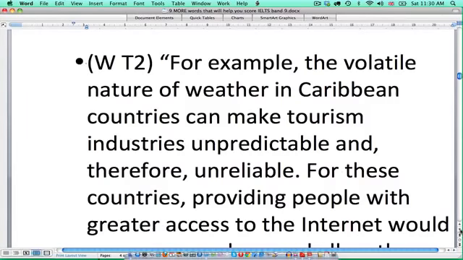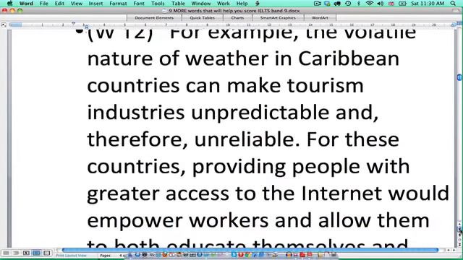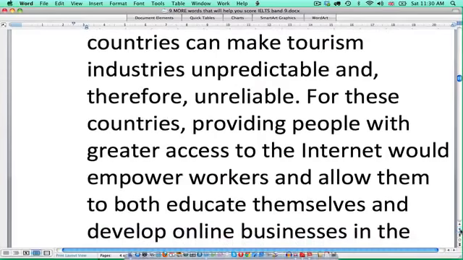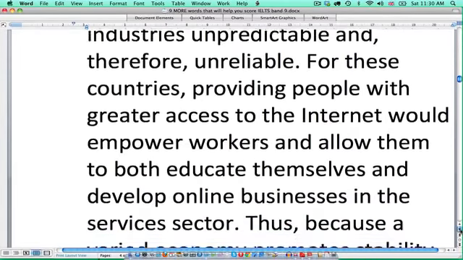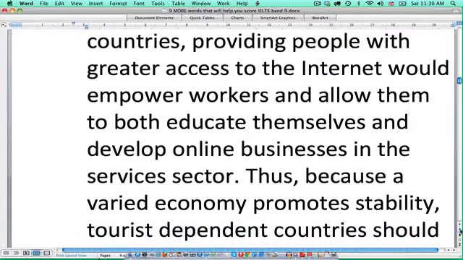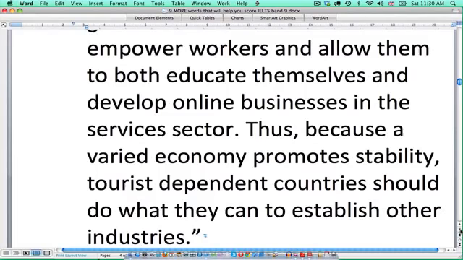For these countries, providing people with greater access to the internet would empower workers and allow them to both educate themselves and develop online businesses in the services sector. Thus, because a varied economy promotes stability, tourist-dependent countries should do what they can to establish other industries.